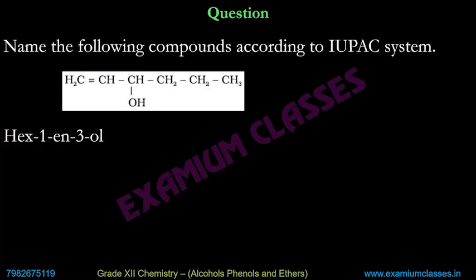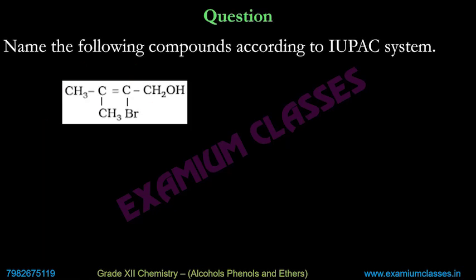Hexane to hexene. But mention the position of the double bond as 1 here. So hex-1-ene. Don't just say hexene. Hex-1-en-3-ol: at the third carbon you have OH, at the first carbon you have the double bond. Now answer this one.